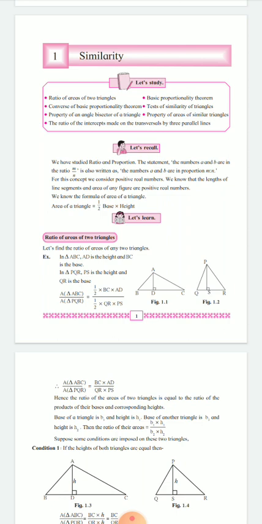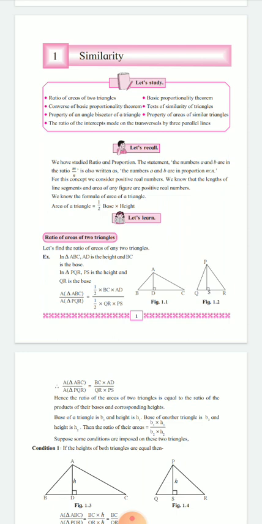Okay, or PS into QR, you can write it in any way. Now here, if you observe, the ratio of areas of two triangles is the ratio of the product of bases and corresponding heights. So for example, in the first triangle, in the numerator we can say BC is the base and AD is the corresponding height of the triangle. Similarly, for the second triangle, QR is the base and PS is the height.